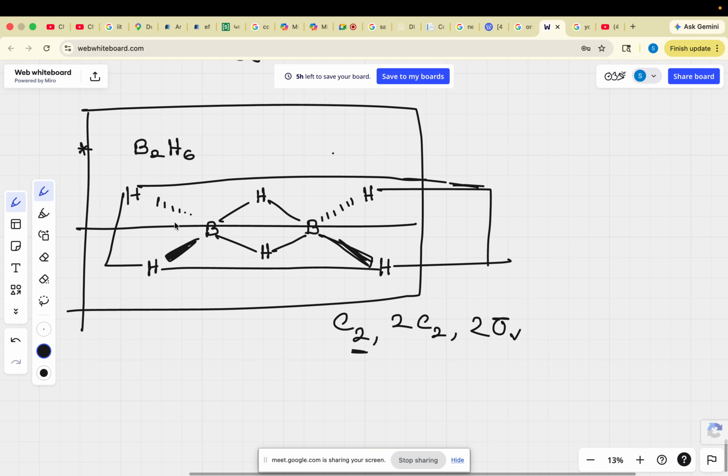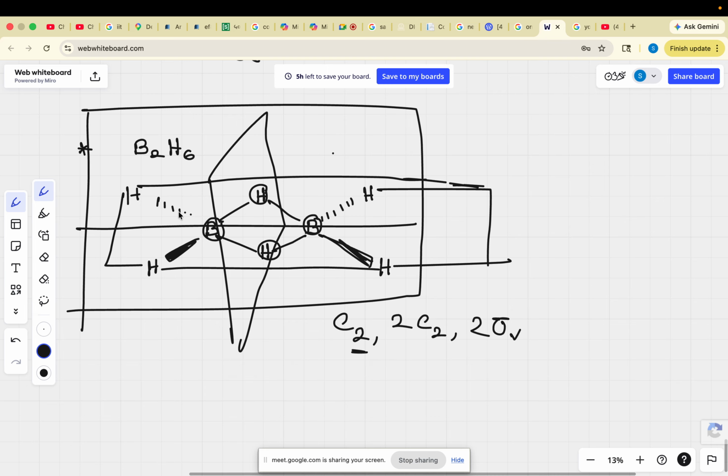Another plane you can pass through the middle of this boron. It is cutting the boron and the hydrogens, all of it. That time the hydrogen above the plane is becoming a mirror image of the hydrogen below the plane. So these are the two sigma v's. And if you pass a plane here, it is also becoming a mirror image of this part.